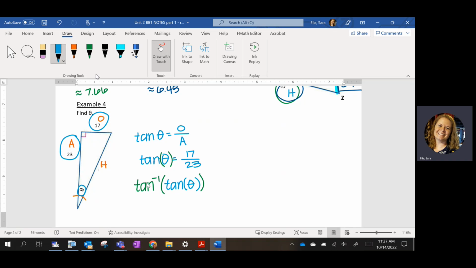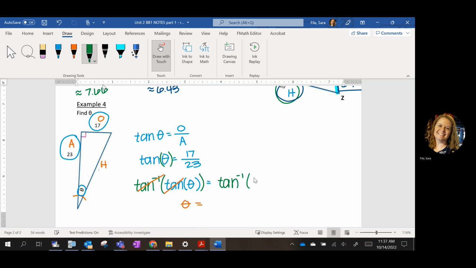Because what that does, tangent and inverse tangent, that's an opposite operation, and it allows the tangent to go away, and you're left with just the theta. Does that make sense? It's just like when we multiply, we do the opposite by dividing to get rid of it. So the opposite operation for tangent is inverse tangent. Now, what you do to one side, you have to do to the other. So if I do that to the left, I have to do that to the right.